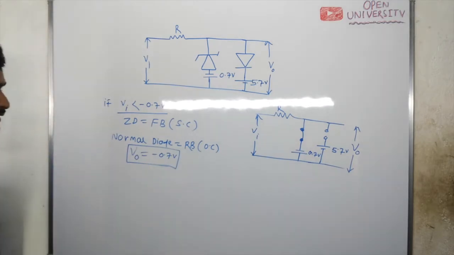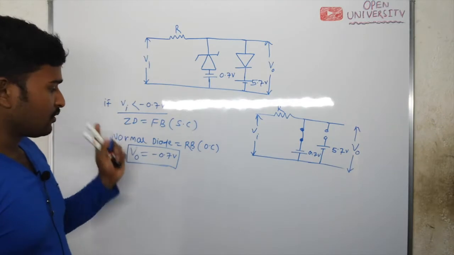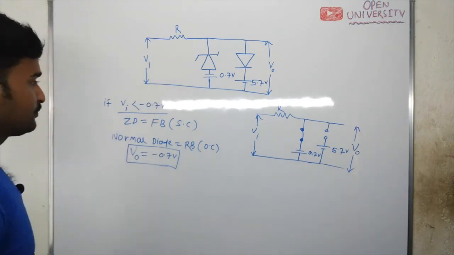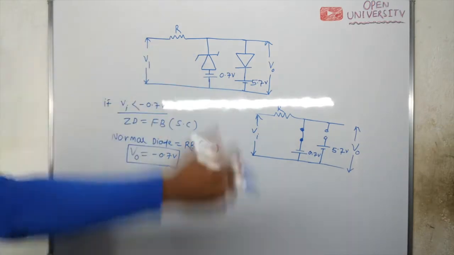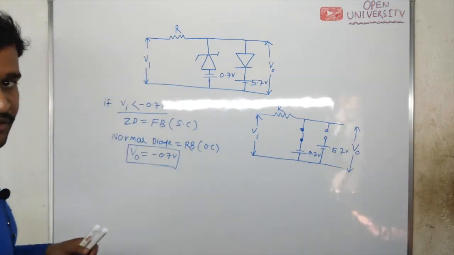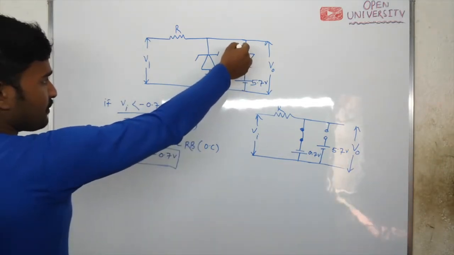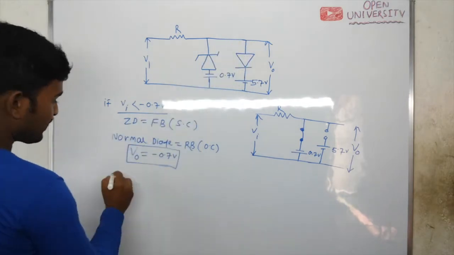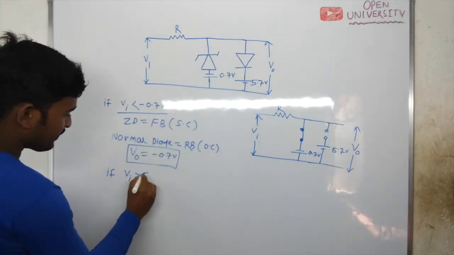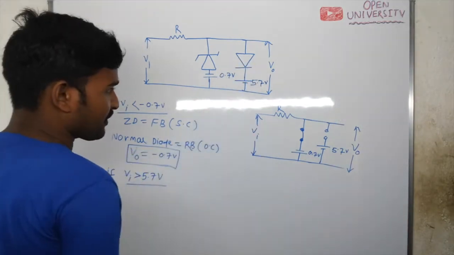So when your input voltage is less than minus 0.7 volt, the output voltage becomes minus 0.7 volt. I will consider all possible values of input, both positive values and negative values. Now, this normal diode becomes forward biased if input voltage is greater than 5.7 volt.